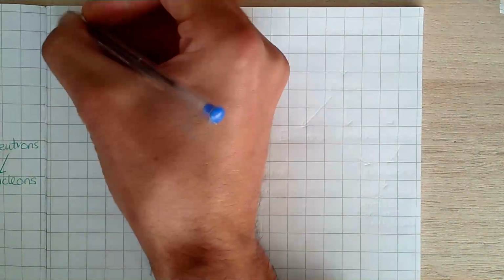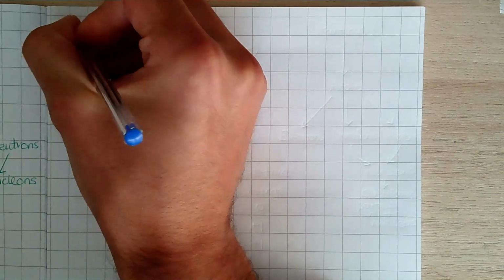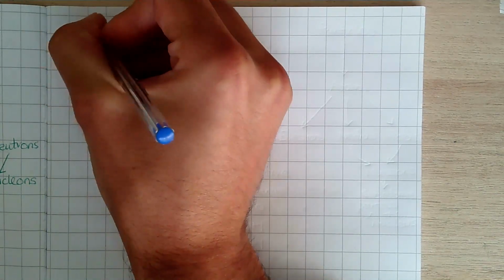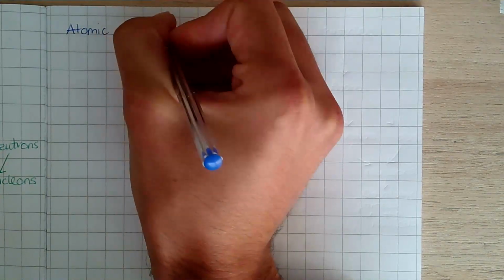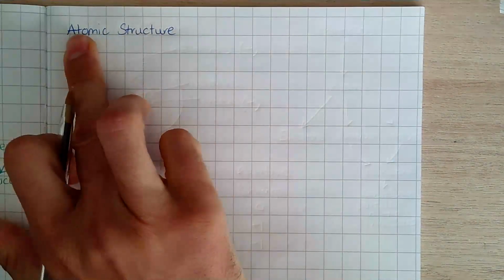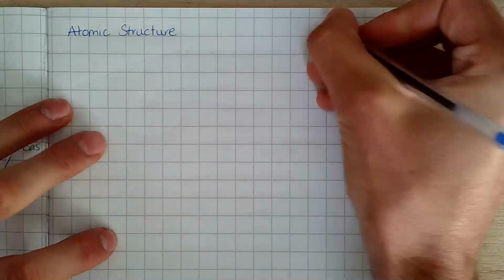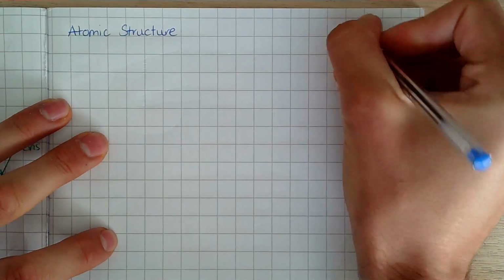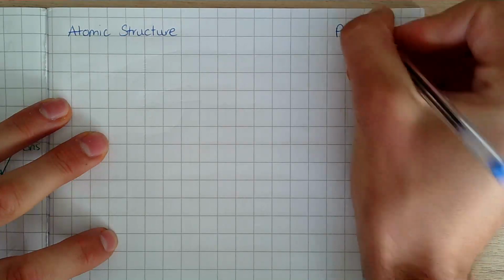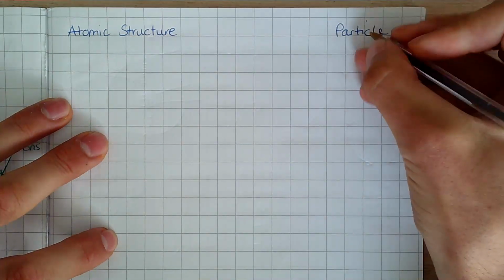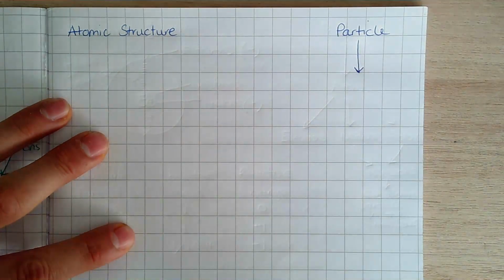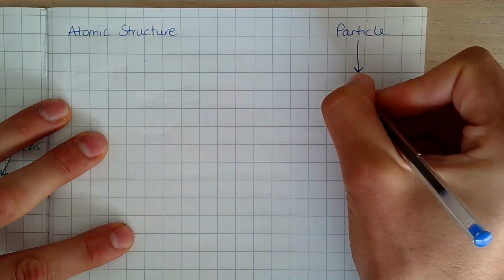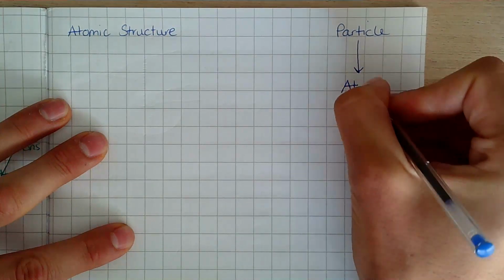Okay, so this preview today is all about something called atomic structure. So let's start off with what the word atom means. So already you've learnt about a term called a particle. Well, a particle is just a general term, and one of the particles that we can talk about is called an atom.